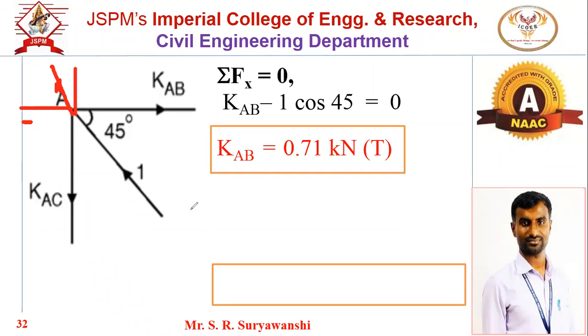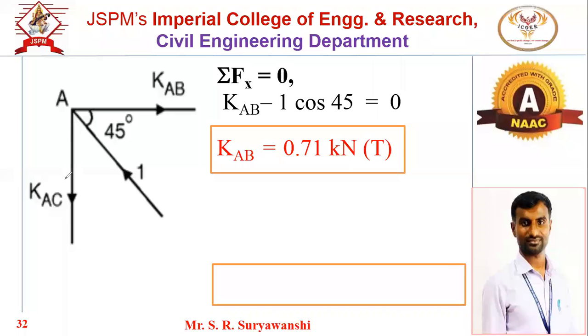So x component is always P cos theta. सेकंड क्वाड्रंट आहे त्यामुळे काय असेल ते मायनस असेल. So that's why minus P cos theta. What is P? That is 1. So that's why minus 1 cos of 45. This 45 and this will also be 45 due to opposite angle. So that's why KAB minus cos 45 is equal to 0. Is equal to 0. Okay.